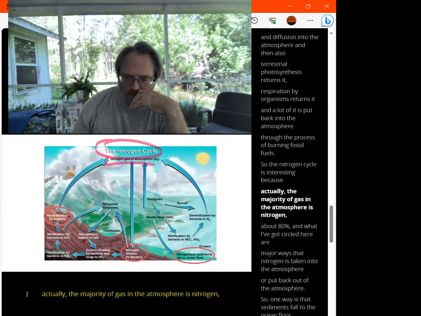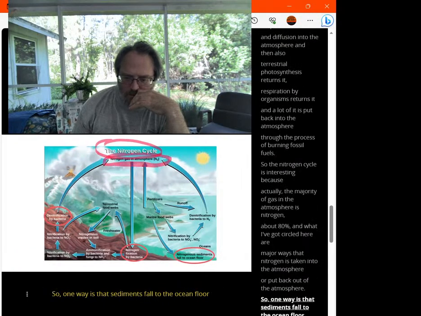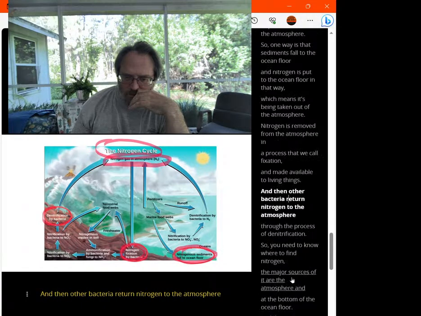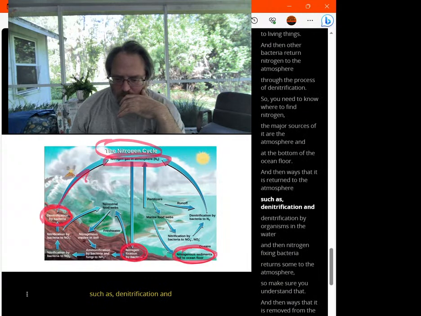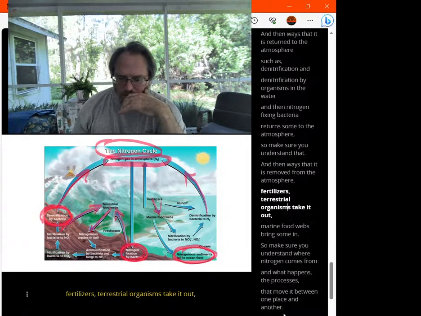Actually, the majority of gas in the atmosphere is nitrogen, about 80 percent. So one way is that sediment and then other bacteria return nitrogen. So you need to know where to find nitrogen, such as denitrification and fertilizers. Terrestrial organisms take it out.